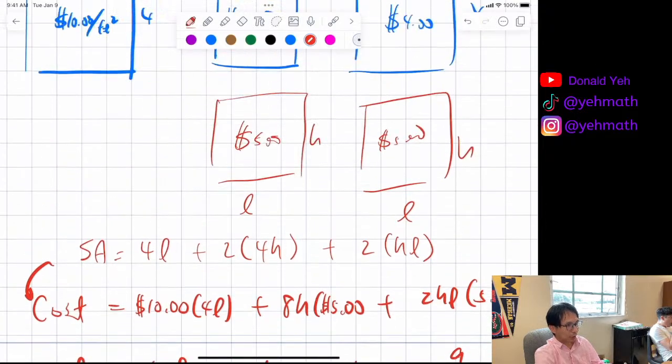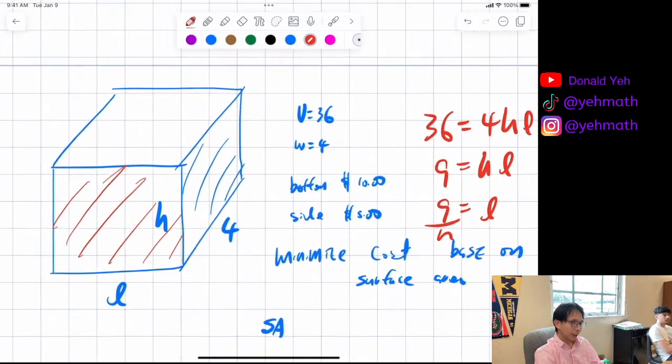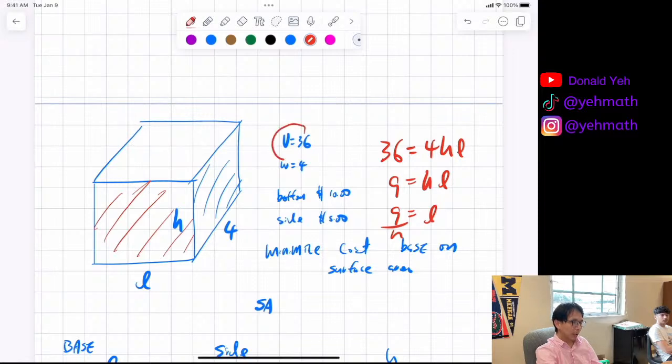Now, what is the constraint? The constraint is right here. Usually a constraint is a number. So 36, this is a constraint. This is the one that helps you reduce a variable in terms of L or H.